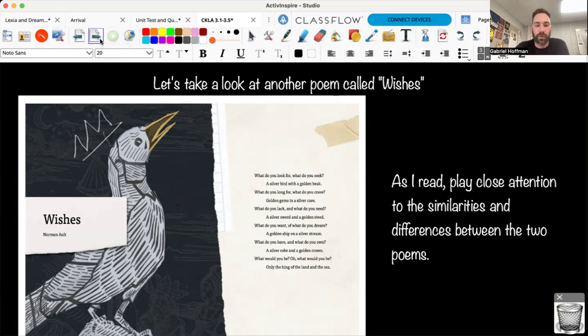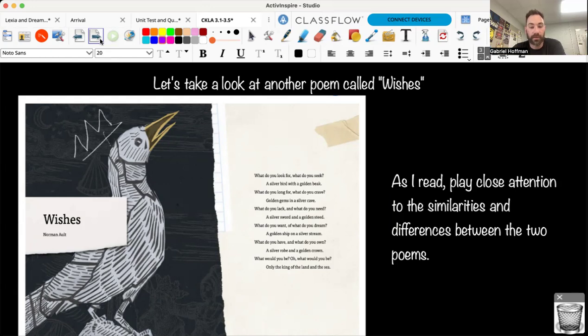It says, "What do you look for? What do you seek? A silver bird with a golden beak? What do you long for? What do you crave? Golden gems in a silver cave? What do you lack and what do you need? A silver sword and a golden steed. What do you want or what do you dream? A golden ship on a silver stream. What do you have and what do you own? A silver robe and a golden crown. What would you be? Oh, what would you be?"